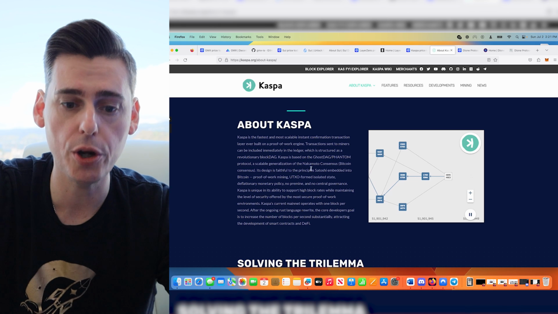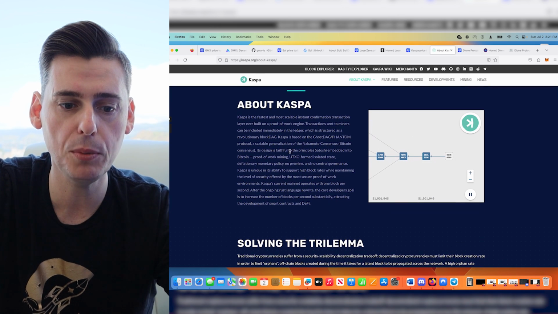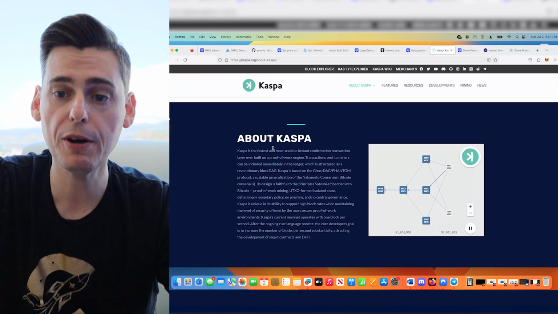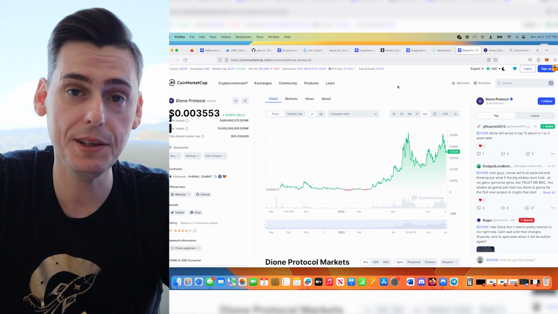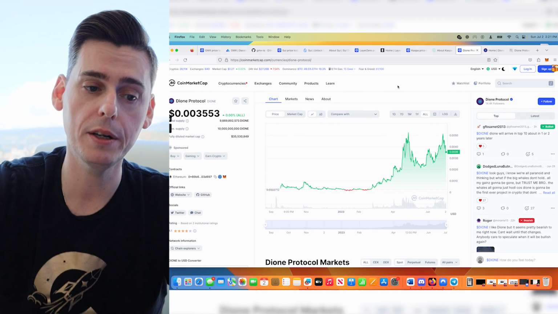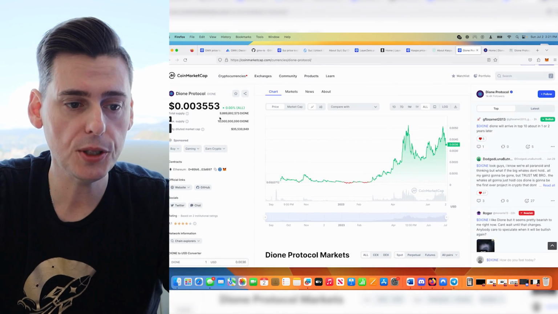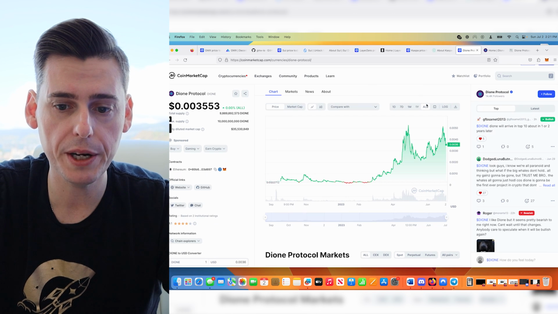Kaspa is based on the GHOSTDAG PHANTOM protocol, a scalable generalization of the Nakamoto consensus, Bitcoin consensus. Very bullish on Kaspa long term. I do hold a decent holding of Kaspa. I wouldn't say it's anything like my XRP bag or like Quant or something like that, but it is a pretty nice bag. So also, guys, we have Dion Protocol here just to show you.